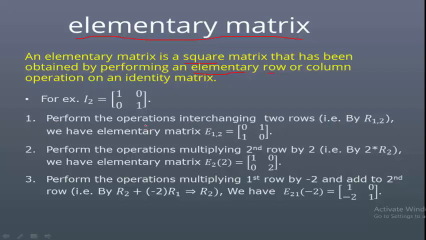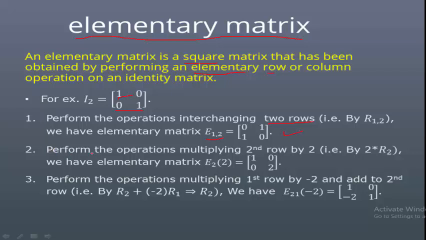performing the row operation, interchanging the two rows. If we interchange these two rows of an identity matrix, then we will get this matrix. It is denoted by E12. This is the notation, because E12 means E, the elementary matrix, obtained by interchanging the first and second row. So 1 0 now becomes the second row, because we have interchanged 0 1 and 1 0. This is one type of elementary matrix.